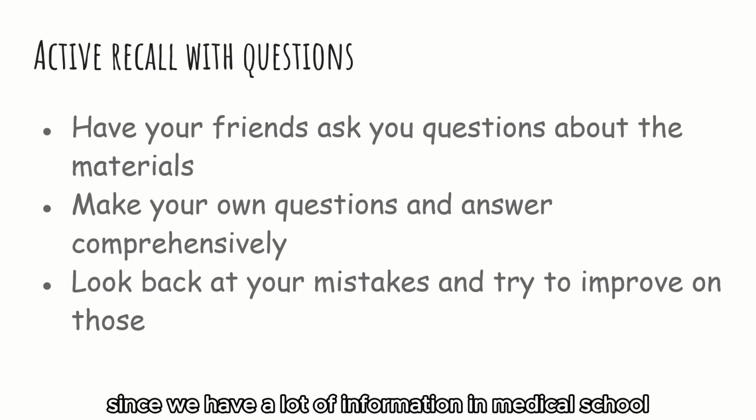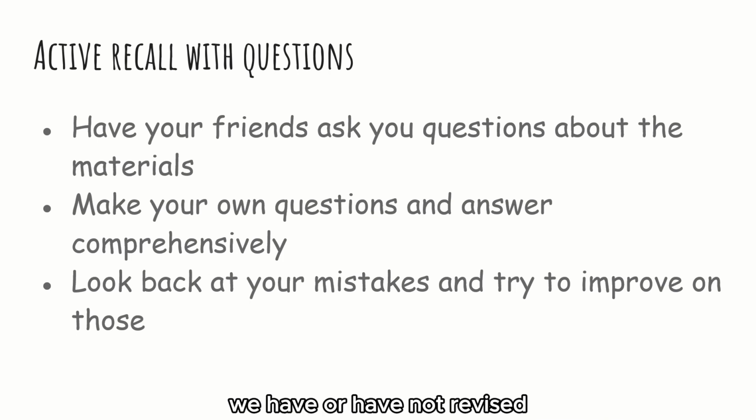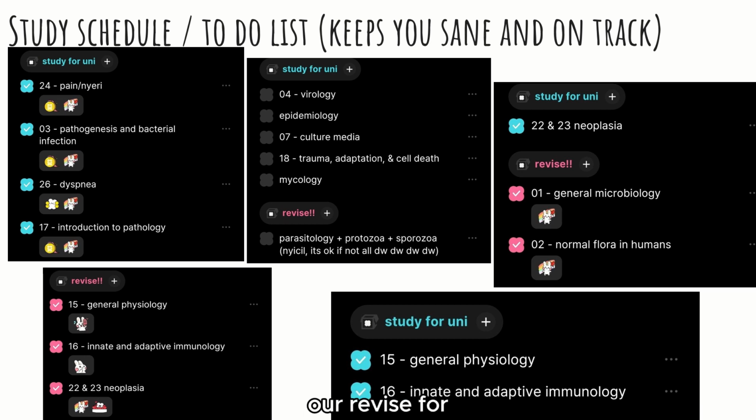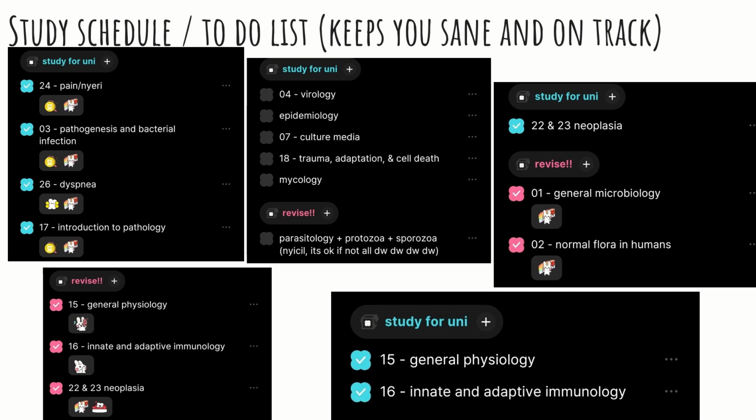Since we have a lot of information in medical school, there will be times where we forget which topics we have or have not revised. To help with this problem, I usually make a to-do list and a study schedule of which topics I have to study or revise. They don't have to be in chronological order. I think studying in random order may also help with a better understanding if you know the actual basics beforehand.